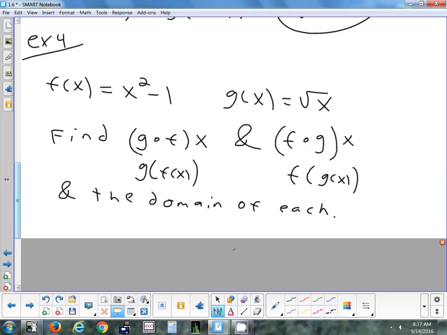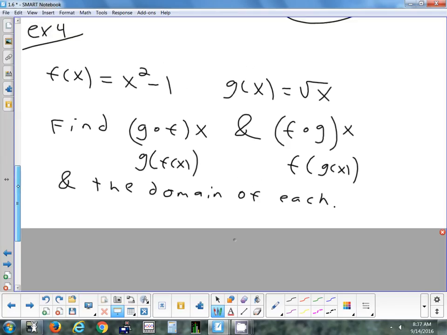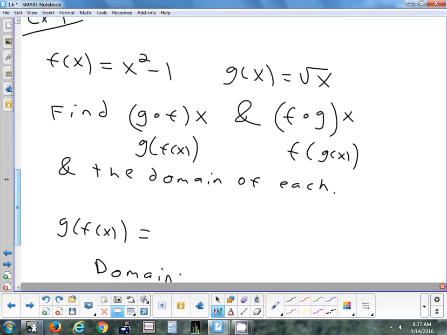Okay, we'll try one more. This time I want to do the domain as well. So g of f of x, I'll do this one. That's g of x squared minus 1, which means I get the square root of x squared minus 1.